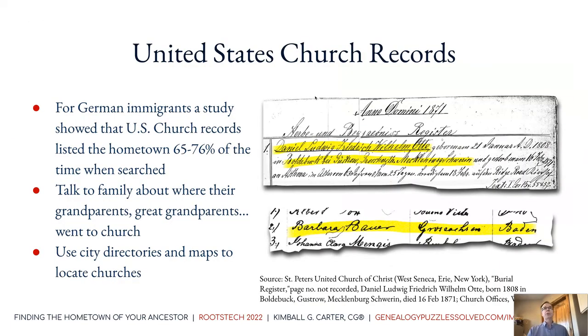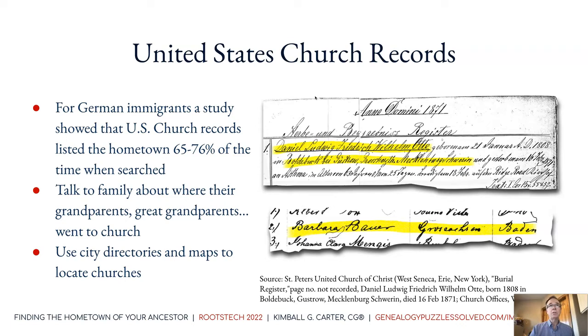United States church records. A study was done on German immigrants, and it showed that U.S. church records, if they were searched, listed the hometown 65 to 76% of the time if people bothered to search them. That's a great percentage.